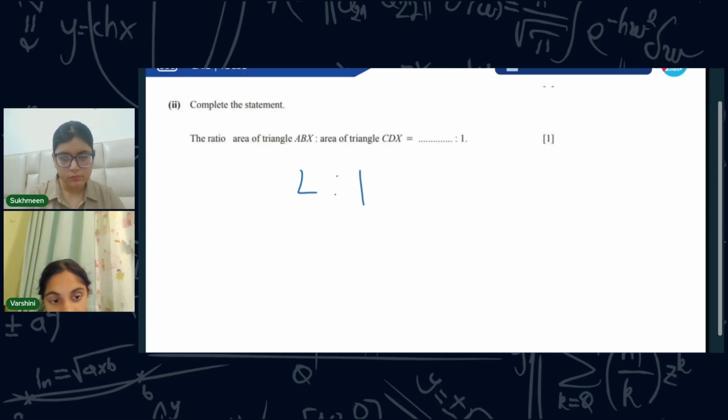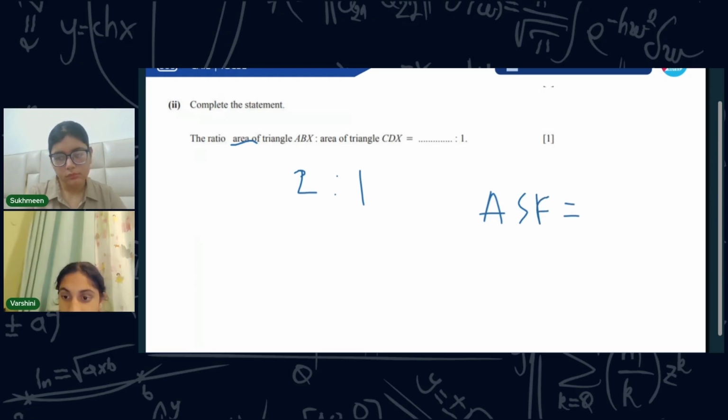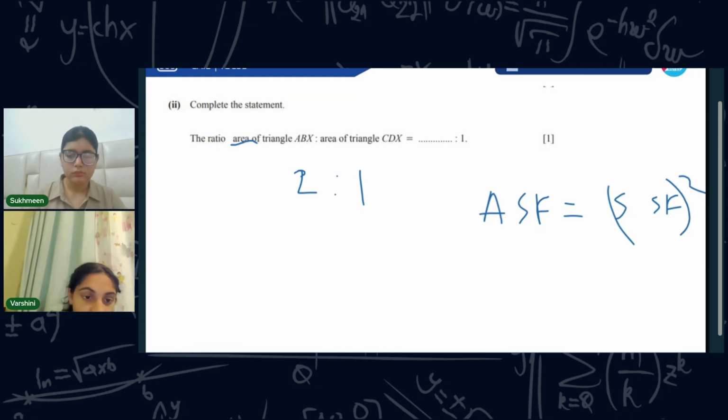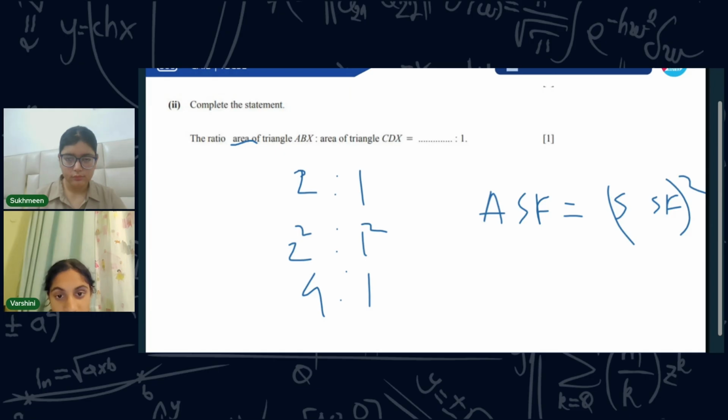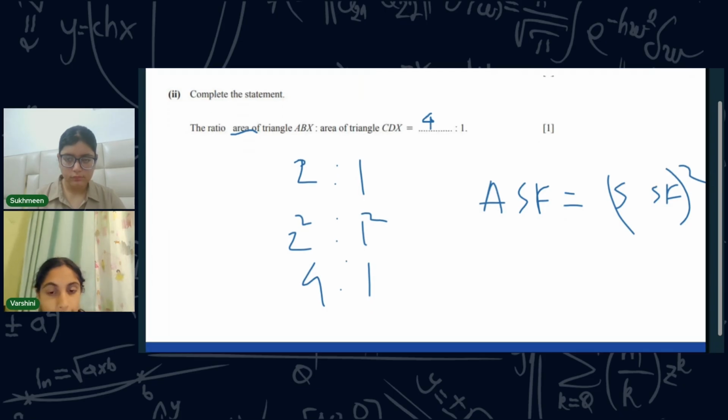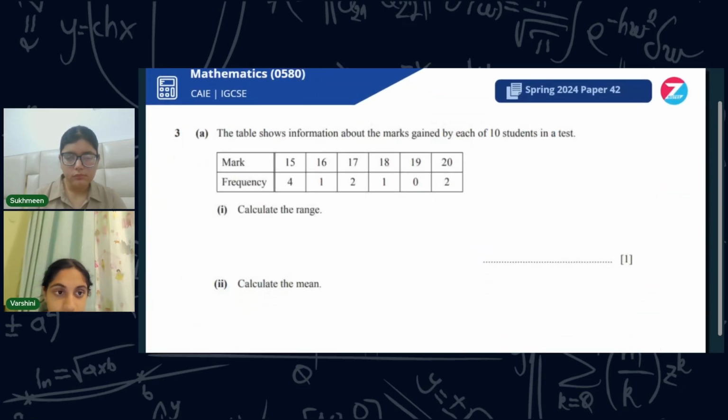Remember, this is the scale factor for the sides, but we want the scale factor for the area. And we know that the area scale factor equals the scale factor of the sides, squared. So if this is 2 is to 1, the area scale factor is going to be 2 squared is to 1 squared, which is 4 is to 1. Here they've already given us CDX as 1, and we know ABX is just going to be 4. Okay, to the next question.